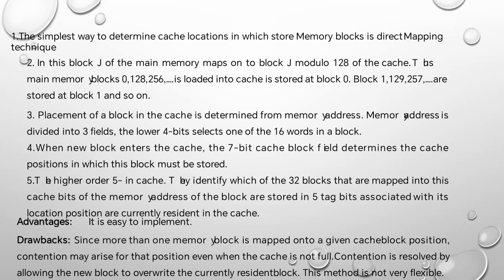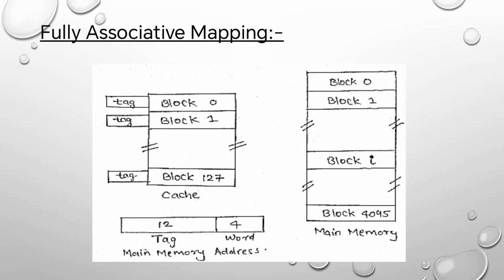Advantage: it is easy to implement. Drawbacks: since more than one memory block is mapped onto a given cache block position, contention may arise for the position even when the cache is not full. Contention is resolved by allowing the new block to overwrite the currently resident block. This method is not very flexible.